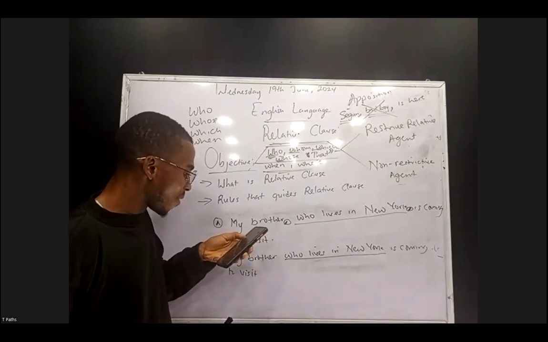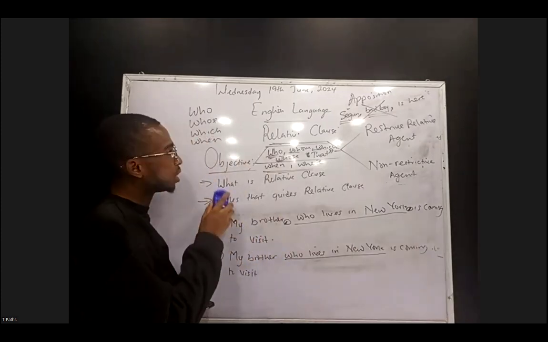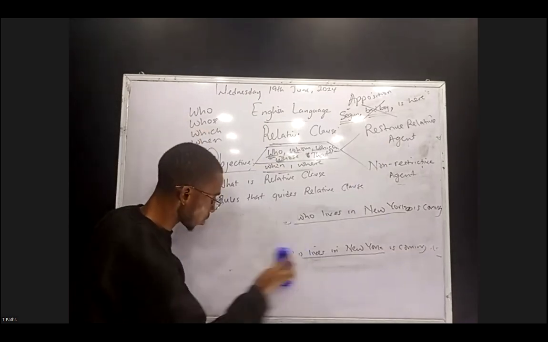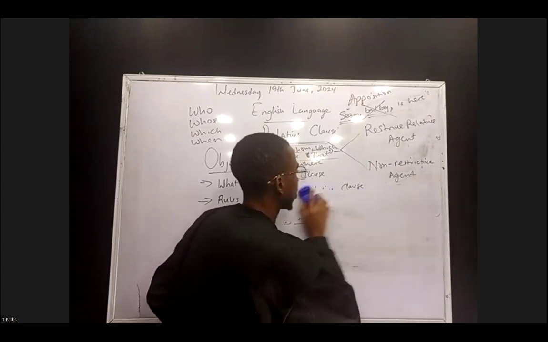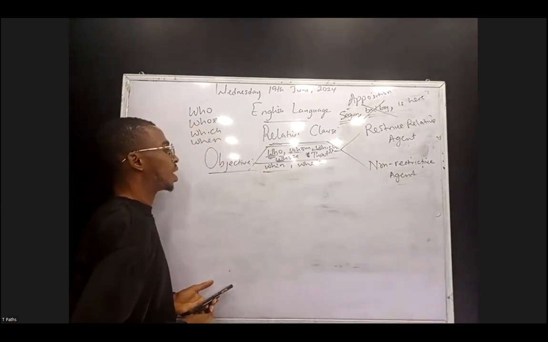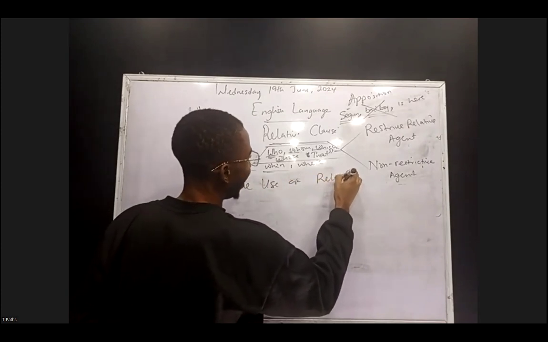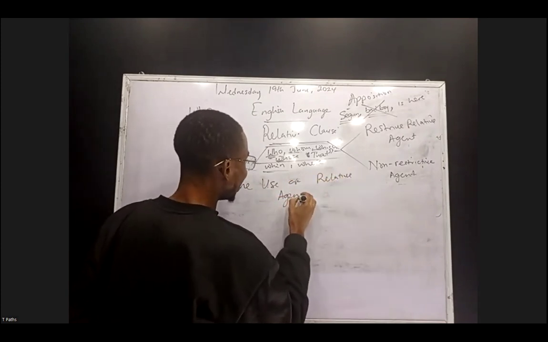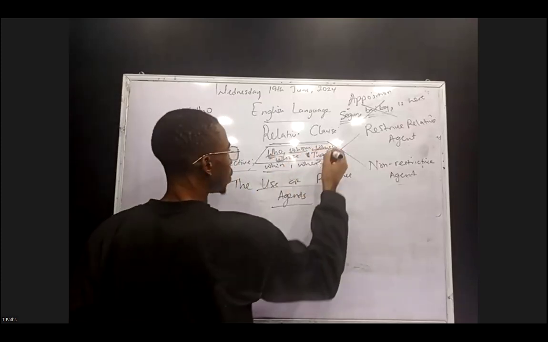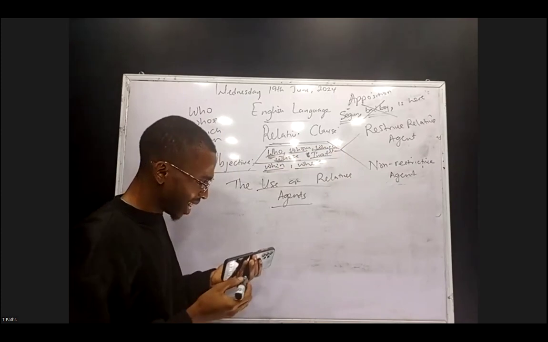Now, what are other features of relative clause? You will ask yourself, how can I differentiate between who, whom, which, whose, and that? That's the problem now. So here we are looking at the use of relative agents. Do not forget that these are relative agents. Who is a relative agent, whom, which, whose, that, when, and where. They are all relative agents. How do we use them?